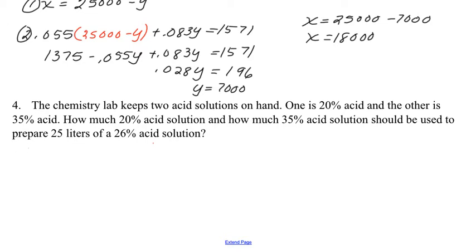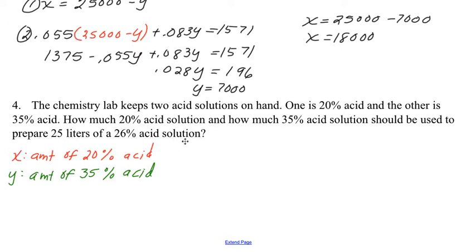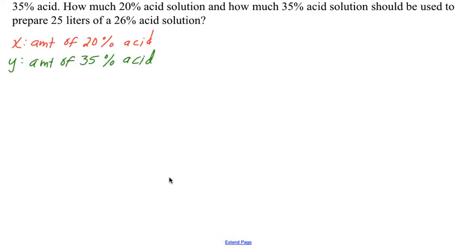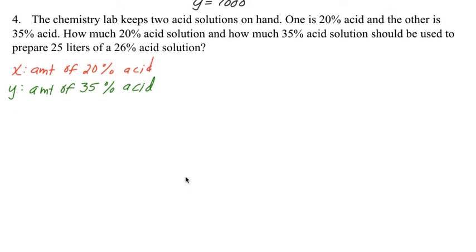Well, let's define our variables. X is the amount, the number of liters. What I mean by amount is the number of liters of 20% acid, and Y is the amount of 35% acid. So we want to find out how many liters of each of those acids we need. And so we can write two equations and two unknowns.